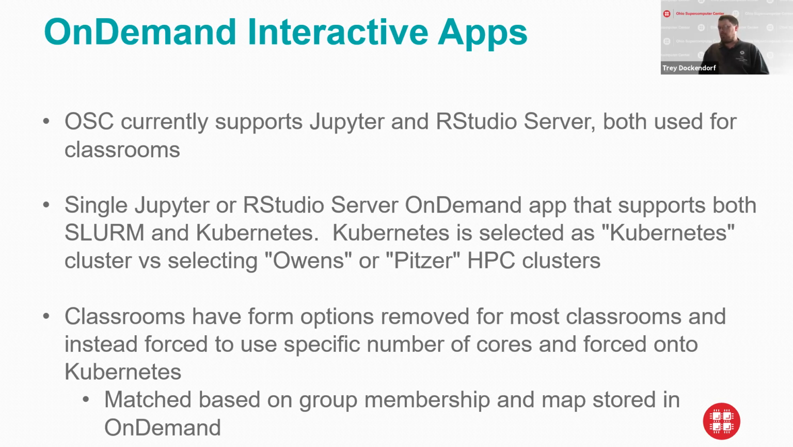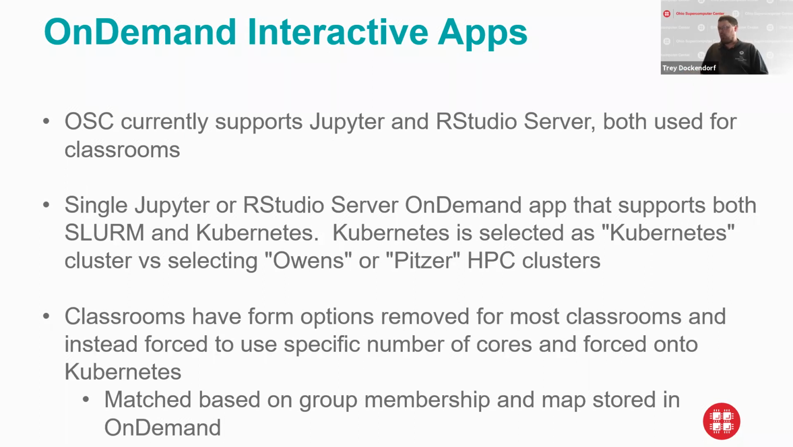The apps that we deploy actually support both Slurm and Kubernetes. So if this was deployed to our general purpose on-demand, there'd be a drop down to choose Kubernetes or one of the HPC clusters. For our classrooms, that choice is taken away and we inject that cluster choice for them. So if we want them on Kubernetes, we set the cluster choice to Kubernetes.